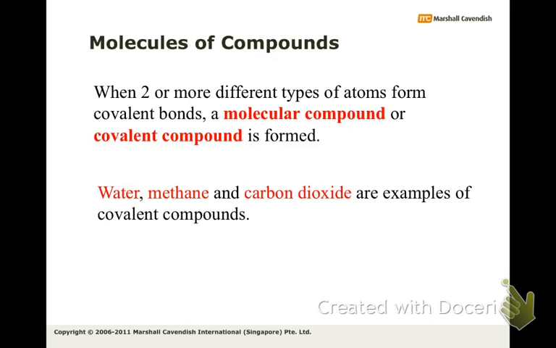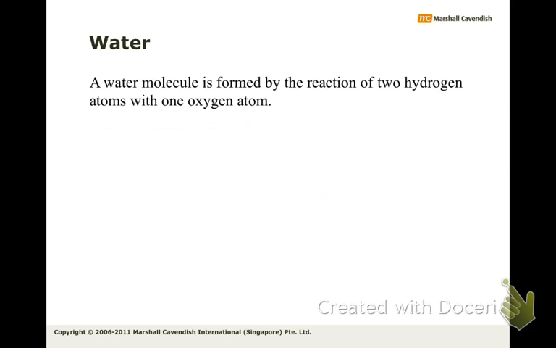Now, when you have molecules of compound, just now we talked about molecules of element, both atoms sharing electrons, both identical atoms lah. But this time around, we'll talk about molecules of compounds where 2 or more different types of atoms form covalent bonding. Okay, so in this set of slides, we'll look at water, methane, and carbon dioxide. For water, okay, very easy. Your water molecule is formed by the reaction of 2 hydrogen atoms with 1 oxygen atom. You've been taught right from primary school is H2O.